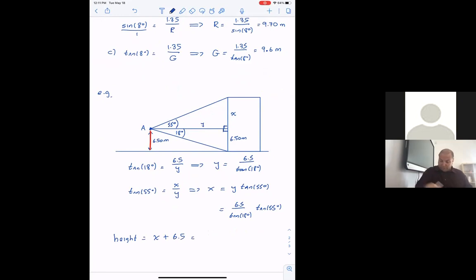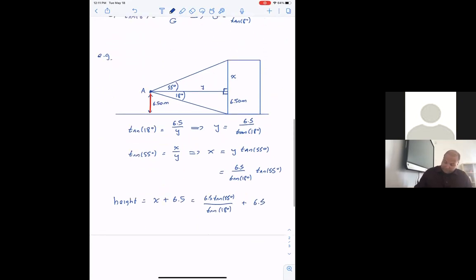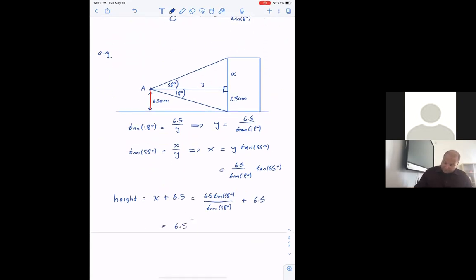So it's going to be 6.5 tangent 55 degrees over tangent of 18 degrees plus 6.5. And I can factor out the 6.5, leaving me with 6.5 times tangent 55 degrees over tangent of 18 degrees plus 1. And that's as simplified as I can get. So at this point, tangent 55 divided by tangent of 18, all plus 1. Calculate that, multiply by 6.5.